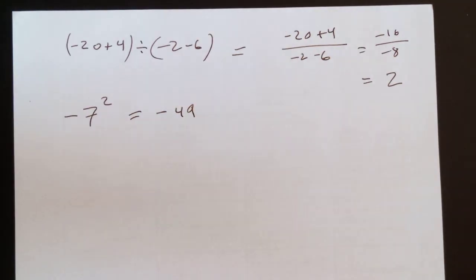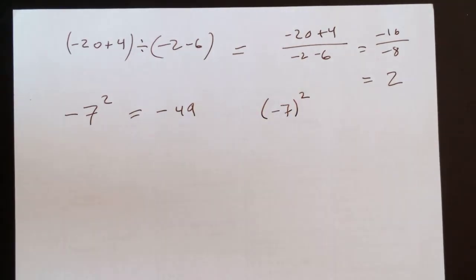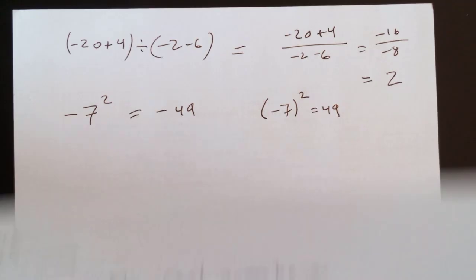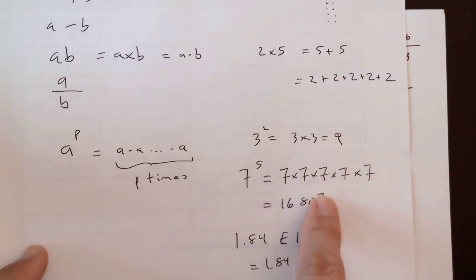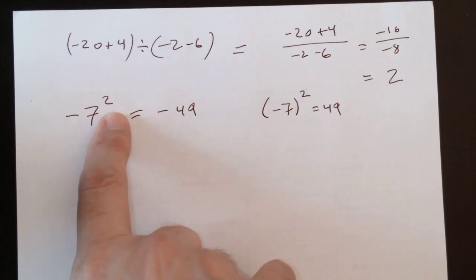If I wanted to do the square of negative 7, then I would have to write it that way to tell me to multiply the negative by the negative, thus giving me positive 49. A power is a version of repeated multiplying. That's all a power is short for, multiplying however many times. So when I say this, I'm multiplying this 7 by itself.